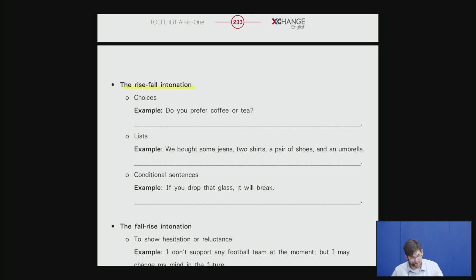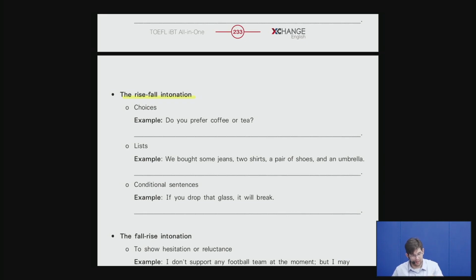The rise and fall intonation works as the following. It, in essence, puts these two ideas together. Do you prefer coffee or tea? This is our first choice, and it comes with our keyword or. I mentioned this before. Or is a very soft sound. Listen to this sentence again. Do you prefer coffee or tea? That or is super small, super quiet.